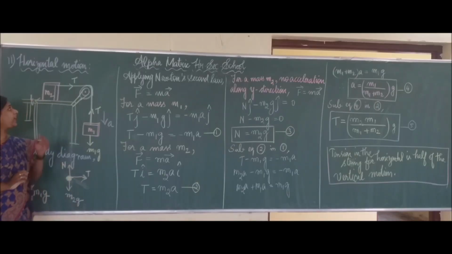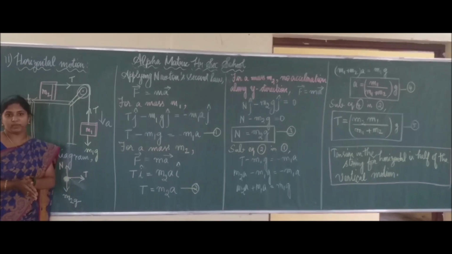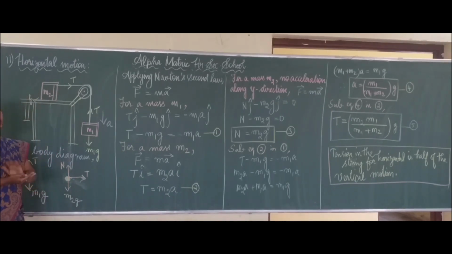So next one is horizontal motion. This is the second case. The first case we had seen is vertical motion. So look at the diagram. Here there is a table. These two blocks of masses m1 and m2 are connected over the pulley. But here the mass m2 is on a horizontal surface, and the mass m1 is hanging over the pulley.